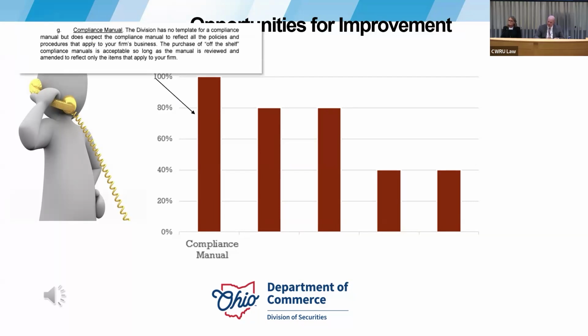Love it. Forgot. Okay, so the second one, because this slide can be pretty dry, I'm going to enlist the help from our AI language model to discuss the second opportunity for improvement, which is with Form ADV.